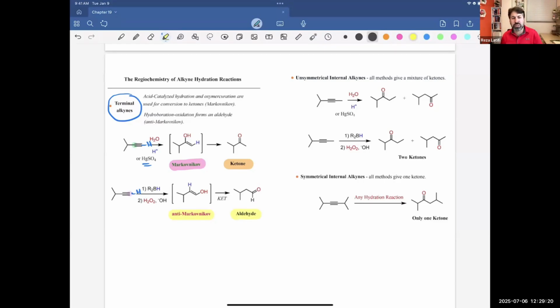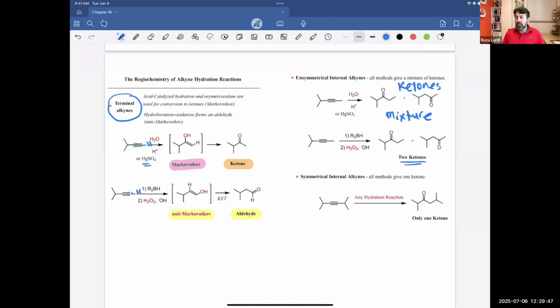Now, what will happen if we make it internal alkyne? Now, if you go with acid catalyzed reaction, in that case, you will get mixture. Mixture, but both of them are ketones. Okay, both of them are ketones. Now, how about boron compounds? Again, we get mixture, and both are ketones.